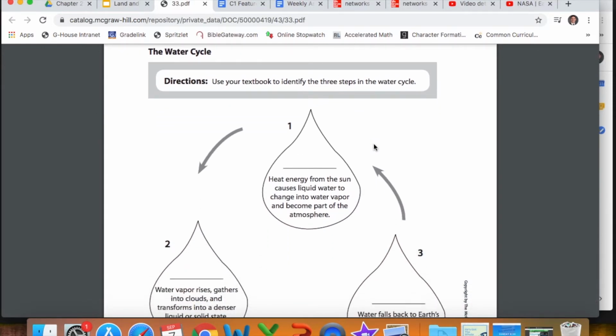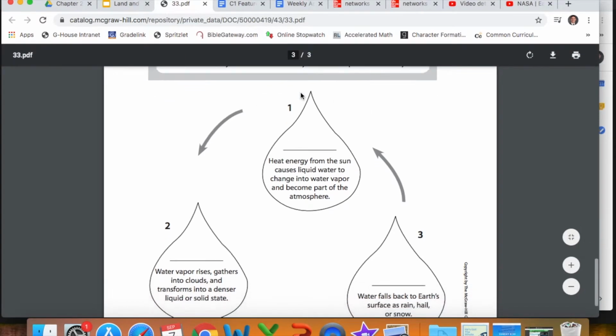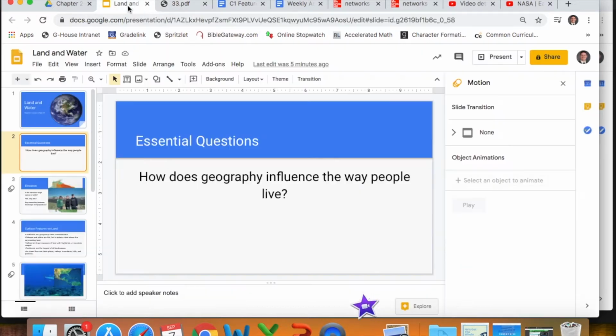In the third section, after you've completed those 10 true-false questions, we're going to continue to study this blue planet and the water that makes this planet unique, water that gives us life, in the form of the water cycle. It asks you to use your textbook to identify 3 steps in the water cycle, and it has those definitions provided in which you would fill in the blank. Let's get to it.